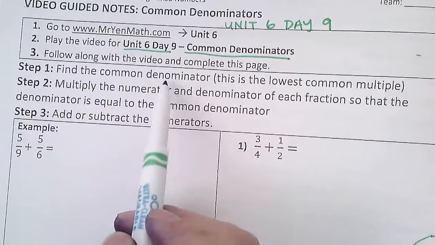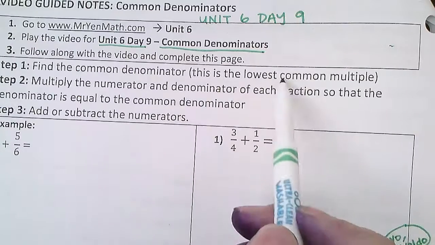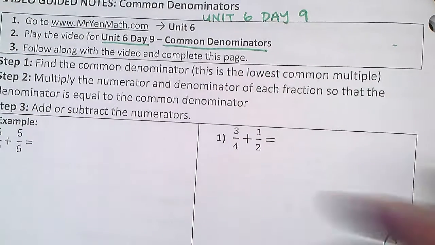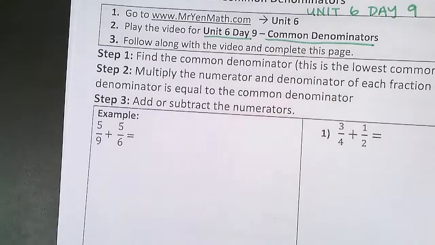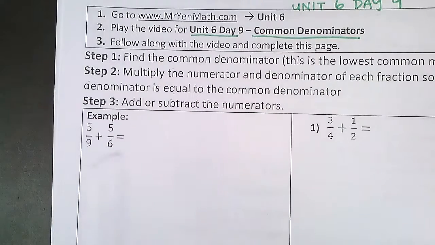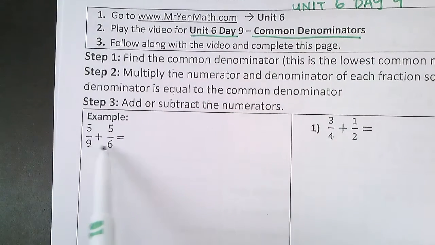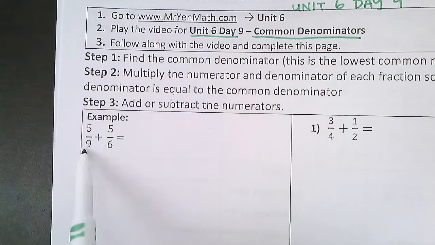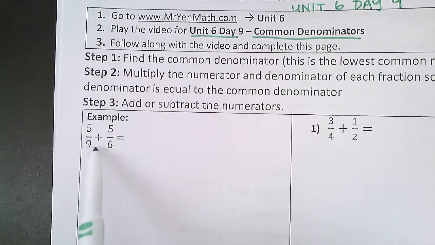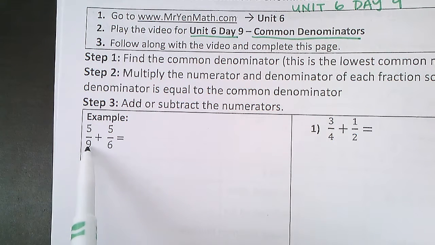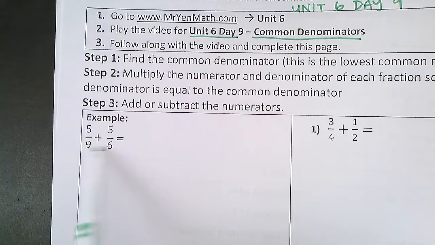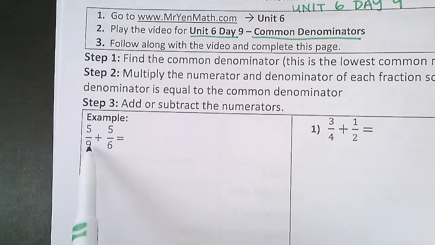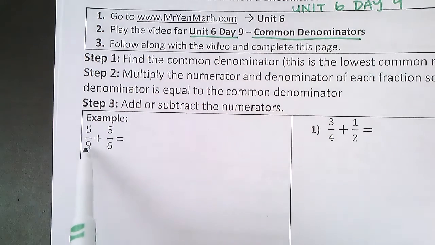And another way of thinking of that is it's the lowest common multiple of the two numbers. So what I like to do is I like to find the bigger number of the two denominators. So between 9 and 6, the bigger number is 9. And I first think to myself, can 6 be divided evenly into 9? In this case, it can't be. So then I go, what is the next multiple of 9?